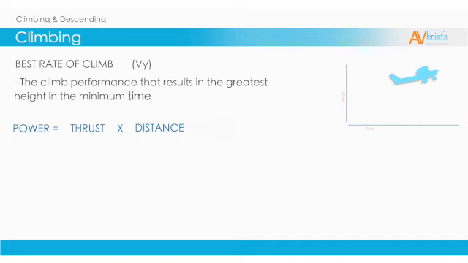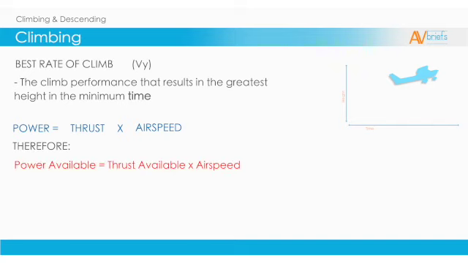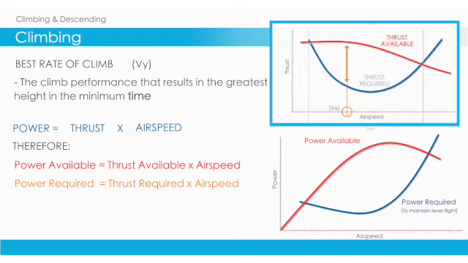And distance divided by time is equal to an airspeed. Airspeed is simply the amount of distance we travel in a given time. For example, 120 knots of airspeed means we travel 120 nautical miles per hour. That's all. Now that we know our power is just the thrust times airspeed, we can see something else. We can see that power available is the thrust available times the airspeed, and the power required is the thrust required times the airspeed. So Vy is determined by where the maximum excess power is available. Vx, maximum thrust available. Vy, maximum power available.